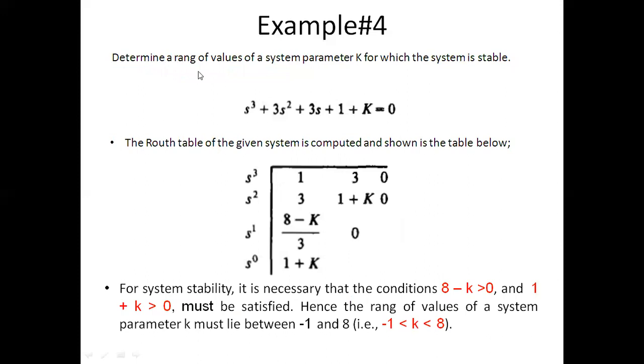So another example is given: determine the range of values of the system parameter k for which the system is stable. So we will find the Routh array. The s³ coefficients are 1, 3 and k, 1, 3 and 1, 3 and 0. And the s² coefficients are 3 and 1 + k and 0. From that, we can easily find s to the power 1, that is (8 - k)/3 and 0, and s to the power 0 equal to 1 + k.